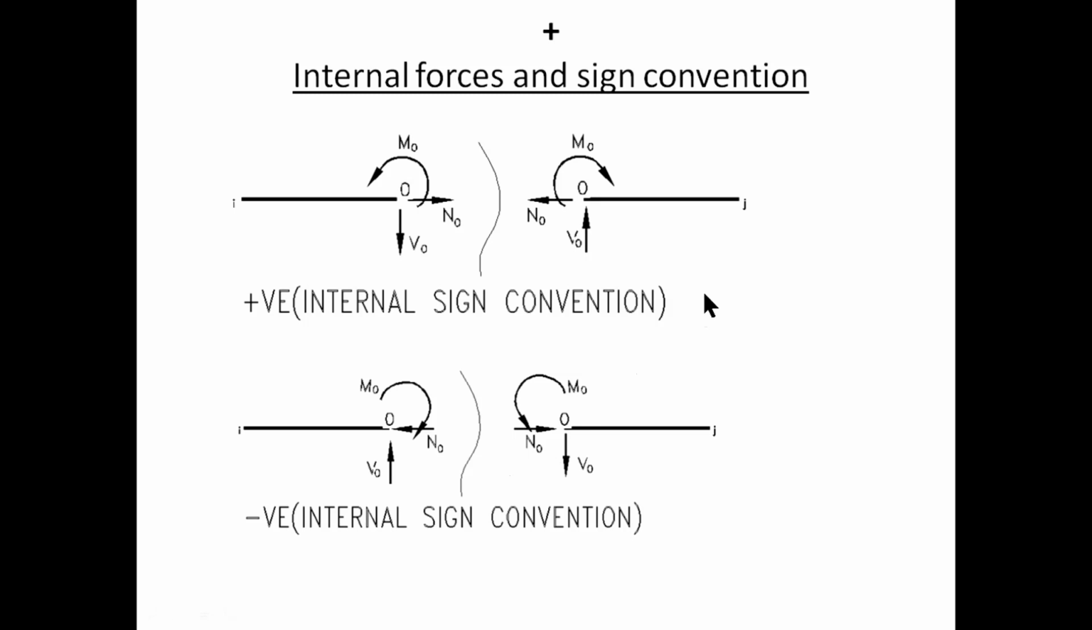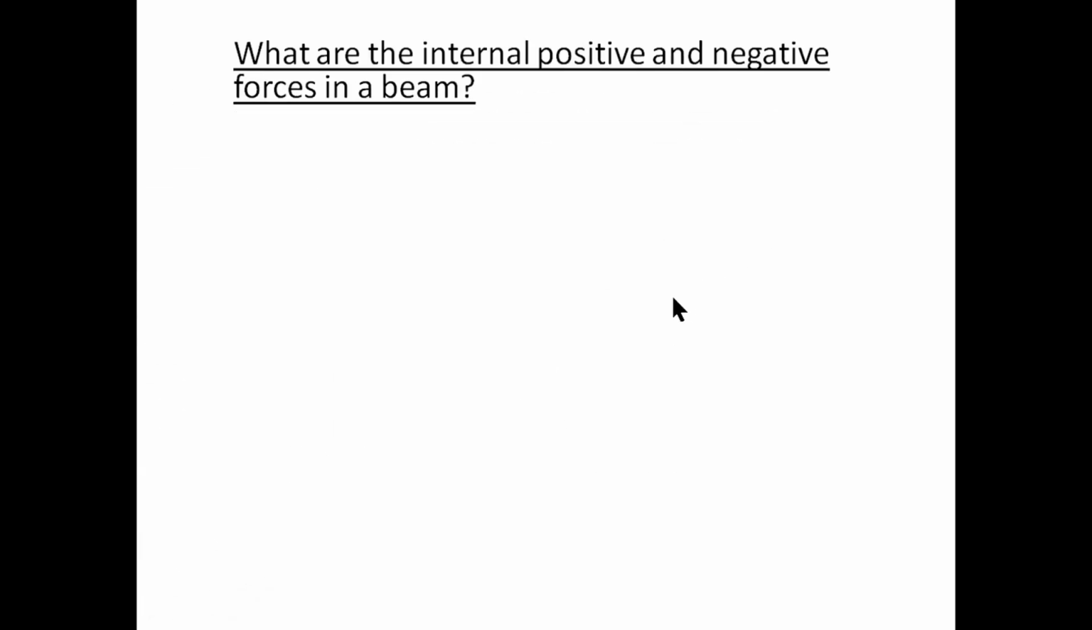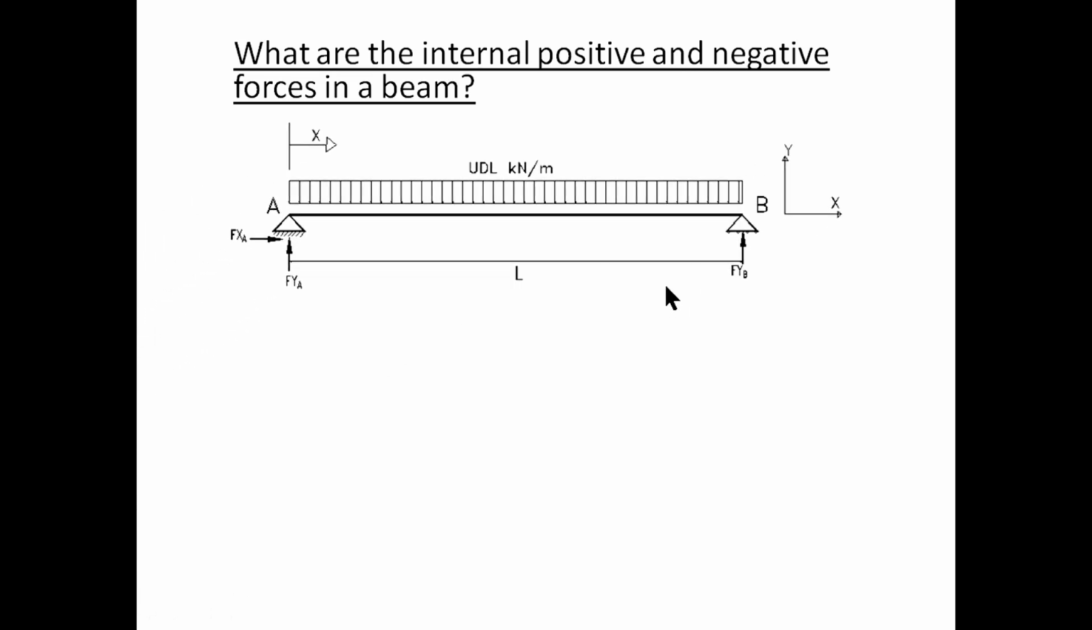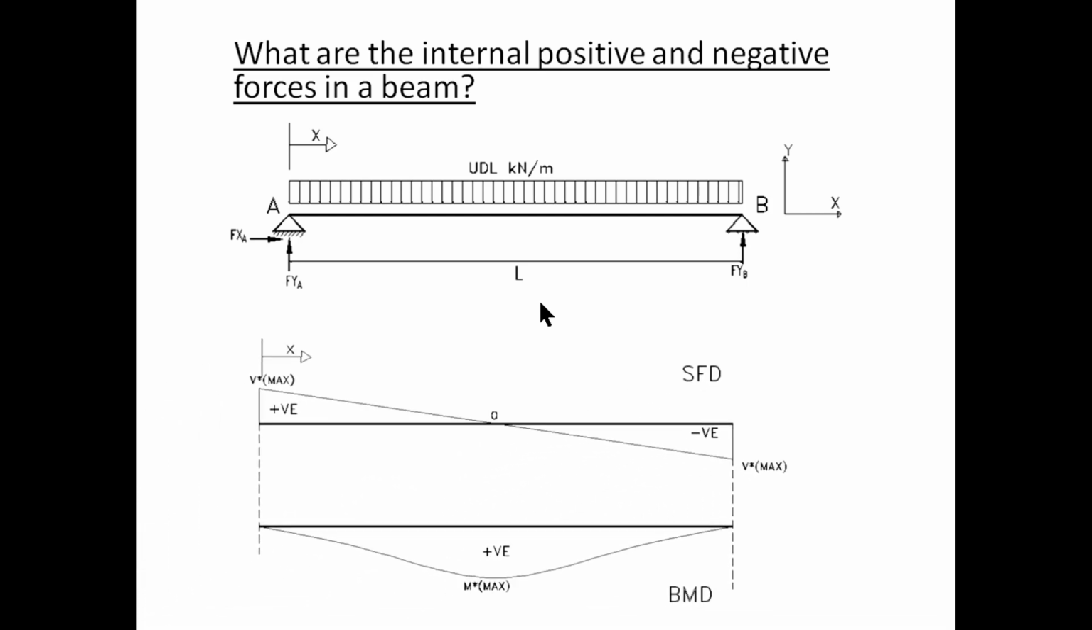So what are the internal positive and negative forces in a beam? Well, consider we have a simply supported beam with a UDL and it has a length L. Then you know straight out that due to the external transverse loading, we will obtain a positive internal bending moment throughout the length of the beam, as you can see here in the bending moment diagram. We will also see internal positive shear force to the left half of the beam and negative shear force to the right half of the beam. I guess this is so far so good.